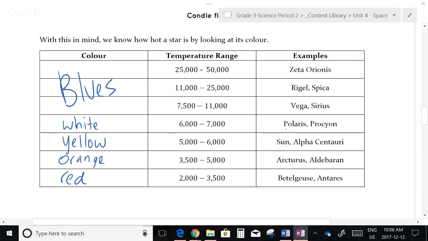And so does Alpha Centauri, which is one of our nearest neighbors, the second closest star to us. We get up to Polaris, which is the North Star. The North Star, very white light. It's hotter than our star. And then Vega and Sirius, which you can see in the sky, are 7,500, 11,000. They're getting hotter. They look blue. Rigel and Spica, even bluer. Looking at these stars, we're able to know how hot they are.